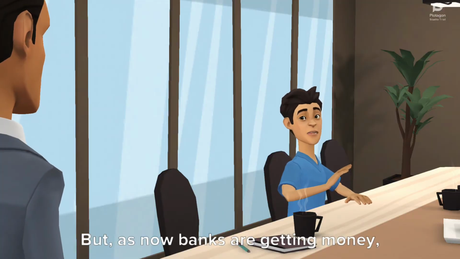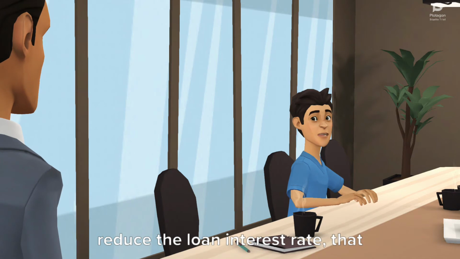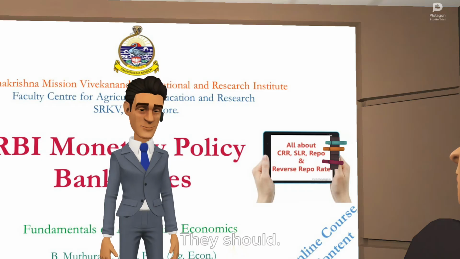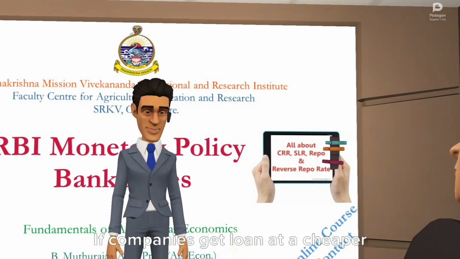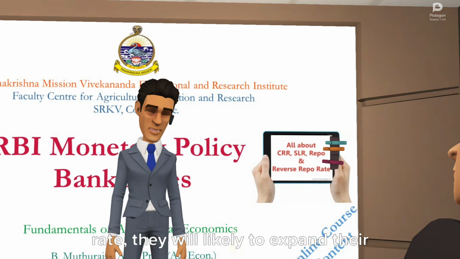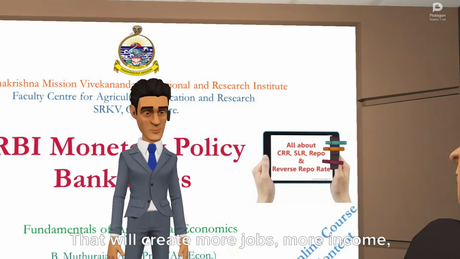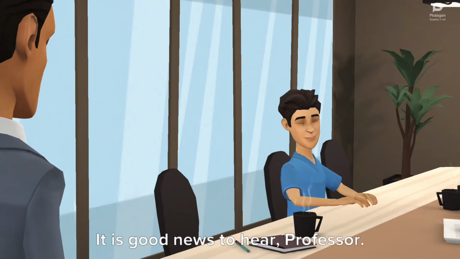But as banks are now getting money at a cheaper rate, they should reduce the loan interest rate, that is, pass on the benefits they receive. Correct. They should. And on that hope the market is cheering. If companies get loans at a cheaper rate, they are likely to expand their businesses. That will create more jobs, more income, and boost the economy. It is good news to hear, Professor.